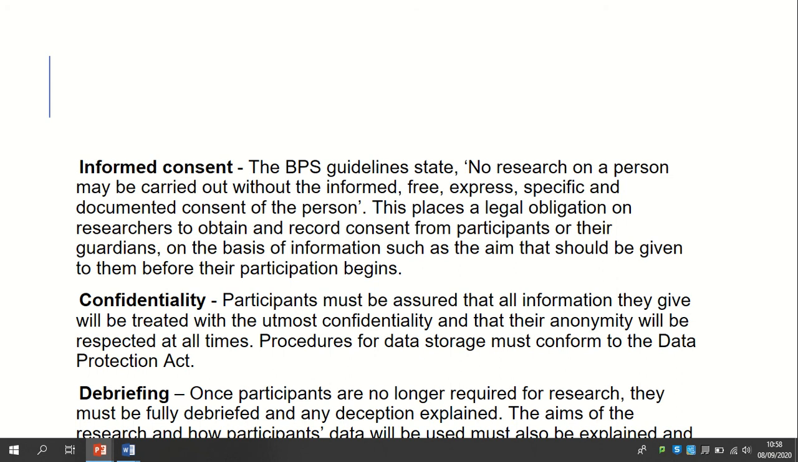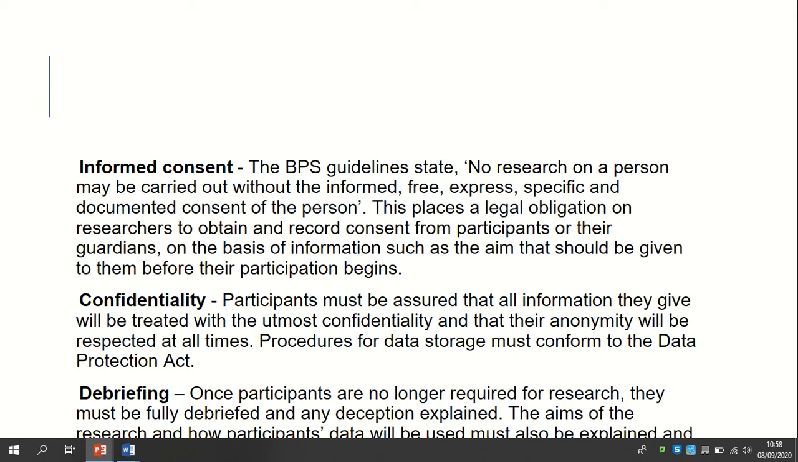Confidentiality is the next one. Participants must be assured that all information they give will be treated with the utmost confidentiality and that their anonymity will be respected at all times. And this is covered by data protection. When I'm asking you to write this in your workbooks, please put it in your own words. Don't just copy and paste from the PowerPoint, because there's no point. I want you to put it in your own words. But confidentiality is basically making sure your participants' data is kept confidential.